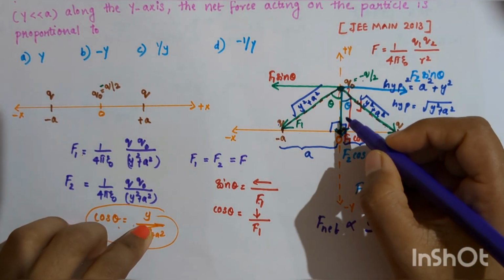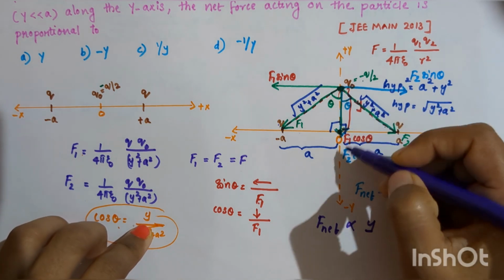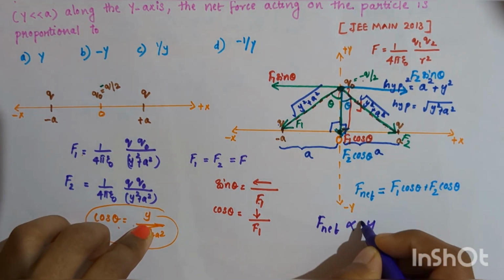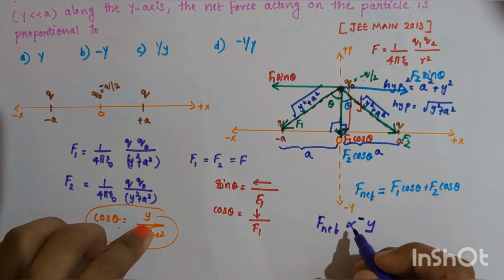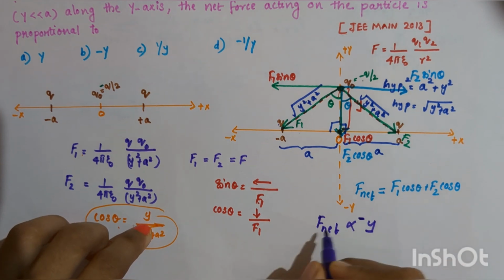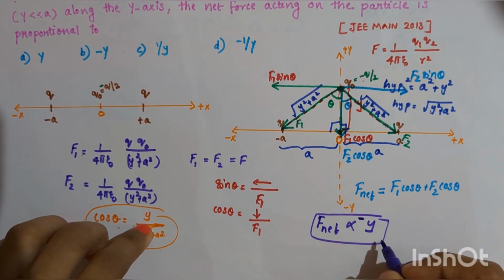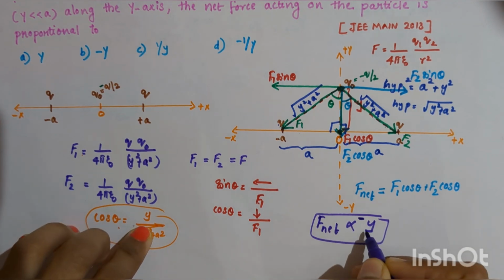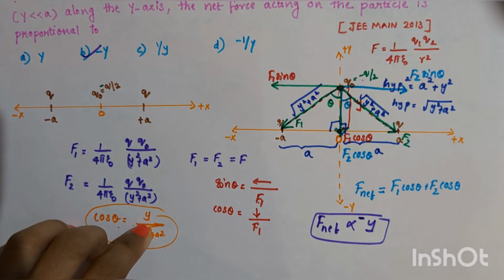force is a vector quantity, it has a definite direction. You see the direction of the net force is along the negative y direction. So here you have to put one negative sign whenever we consider the whole force, both the direction as well as the magnitude. So here we can write the net force acting on this charge q0 equals minus q by 2. It is proportional to minus y. So option B is the correct option.